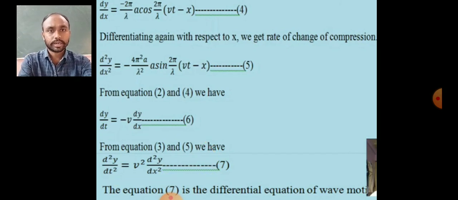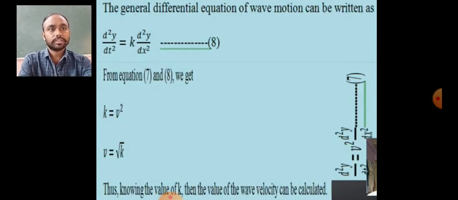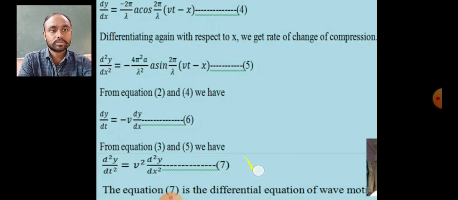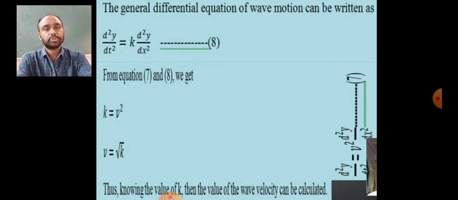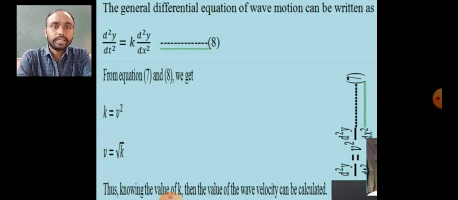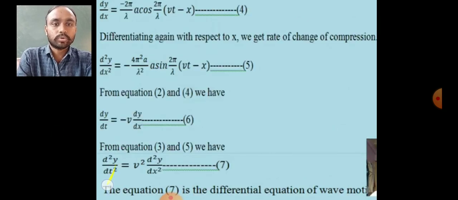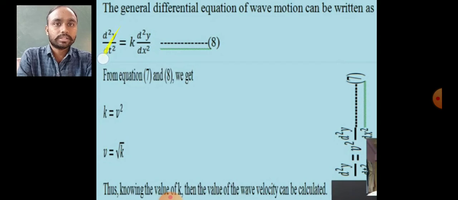We will go one step ahead. Generally, how do we write the differential equation of wave motion? Generally we write it like this. For any kind of motion, d2y by dt square is equal to some constant k into d2y by dx square. This is the general notation, and this is what we get for simple harmonic motion. And if we compare or use equations 7 and 8 combinedly, so what we get? On the left hand side d2y by dt square in equation 7, and this is also d2y by dt square.